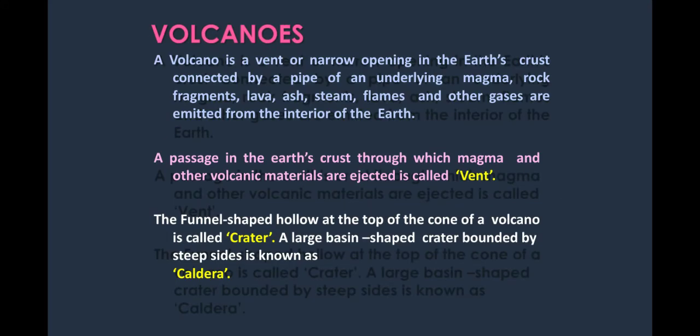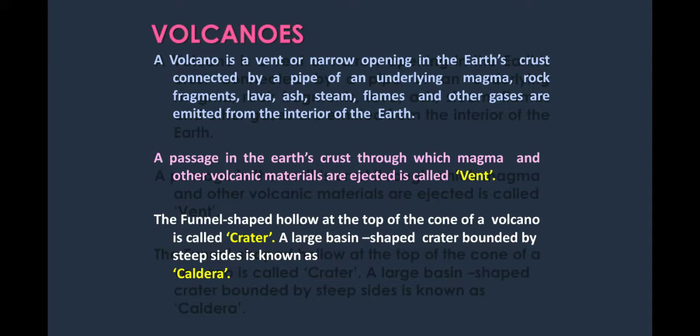volcanoes. Now a volcano is a vent or narrow opening in the earth's crust connected by a pipe to an underlying magma. Rock fragments, lava, ash, steam, flames and other gases are emitted from the interior of the earth. A passage in the earth's crust through which magma and other volcanic materials are ejected is called a vent, and the funnel-shaped hollow at the top of the cone of a volcano is called a crater, and a large basin-shaped crater bounded by steep sides is known as a caldera.